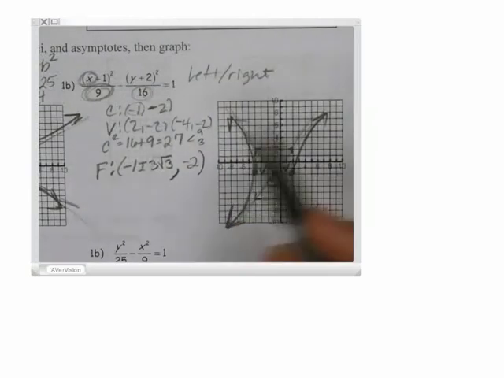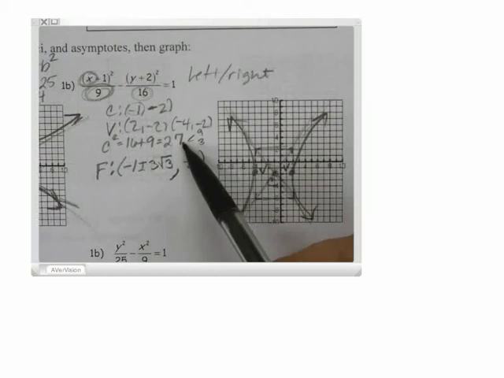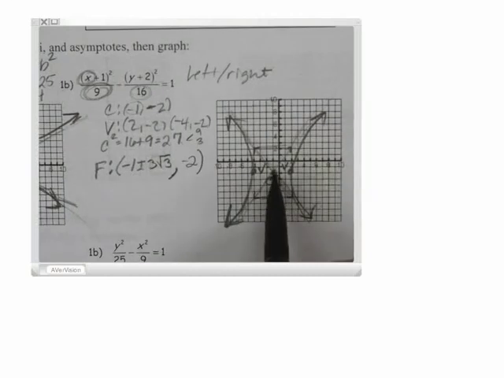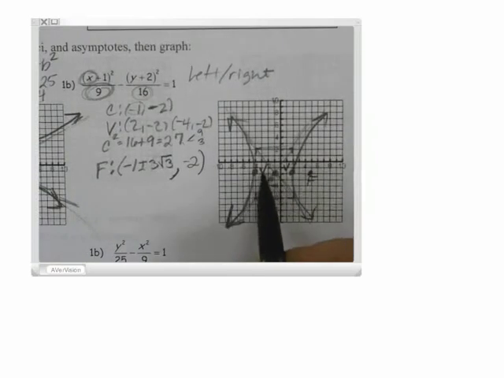All right, and the square root of 27 is 5 point something. So from your center, 1, 2, 3, 4, 5, and a little more. And 1, 2, 3, 4, 5, and a little more.